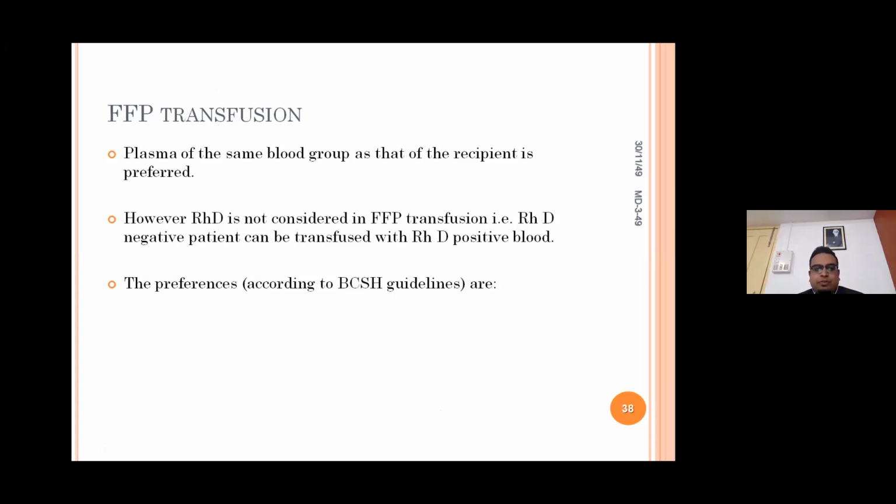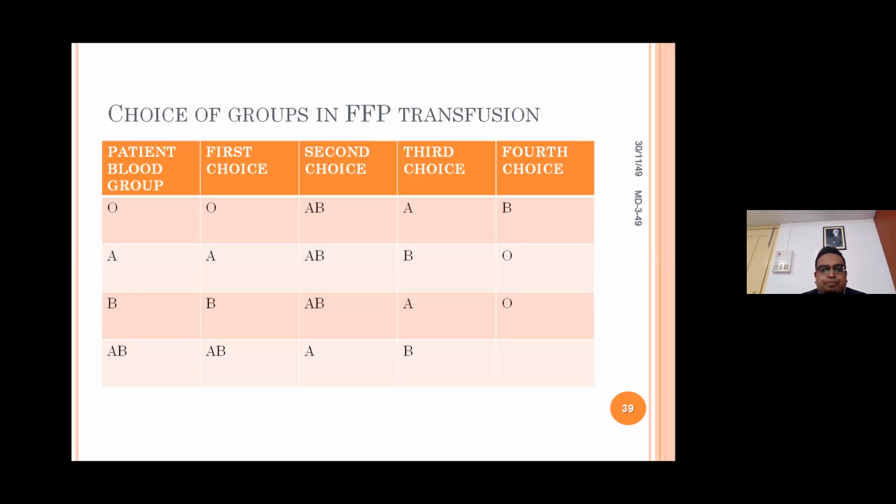For FFP transfusion, plasma of the same blood group as that of the recipient is preferred. So ABO compatibility is required in cases of FFP. However, RH compatibility is not required in cases of FFP transfusion. So we can transfuse RH positive plasma to an RH negative patient and RH negative plasma to an RH positive patient as well.